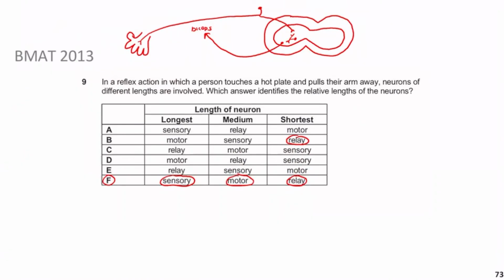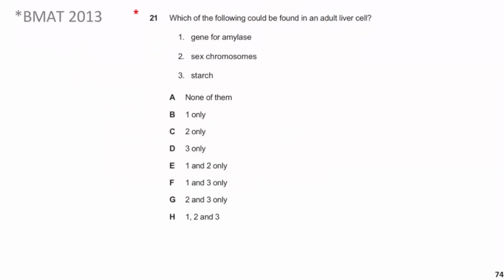All right, guys, welcome back. Previously, we were looking at BMAT 2013 question 9, where we had a quick revision on how reflexes work, and we had another nice juicy question on that. But now, guys, we move on to BMAT 2013, again with a star, indicating that quite a few people slipped up on this question. It says, which of the following could be found in an adult liver cell? And they have 3 options. So guys, pause the video, give yourself a minute, be sure to be back after that minute, and we'll go through the solution.